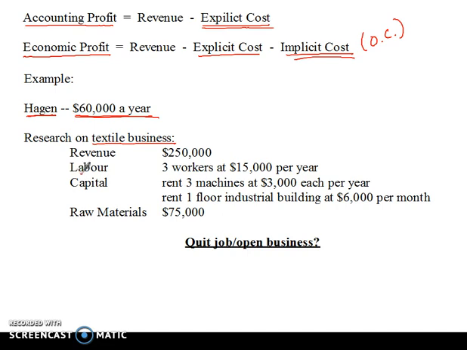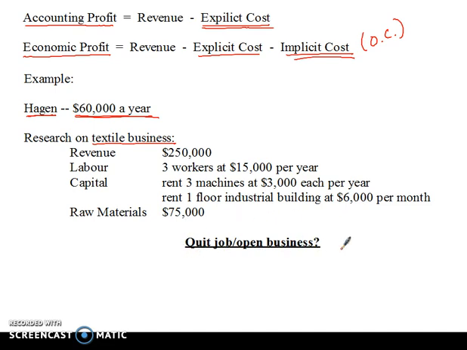And then to do this, I have to hire some workers. Let's say I hire 3 part-time workers, and I pay them all $15,000 per year. And then let's say that I'm going to need some capital, so I rent some sewing machines, and they cost $3,000 each per year. And I rent the first floor of an industrial building, and that costs me $6,000 per month. And then each year I have to buy $75,000 of raw materials, threads and needles and all that kind of stuff. And so the question is, do I open the business and quit my job or not?